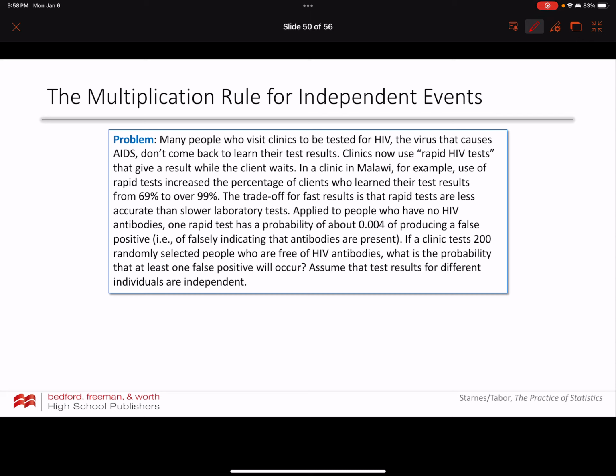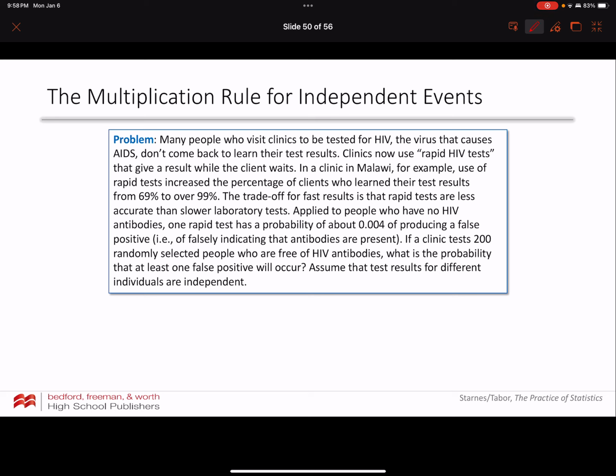So in a clinic in Malawi, for example, use of rapid tests increased the percentage of clients who learn their test results from 69% to over 99%. The trade-off for fast results is that rapid tests are less accurate than the slower lab tests. Applied to people who have no HIV antibodies, one rapid test has a probability of about 0.004 of producing a false positive. So think about it.